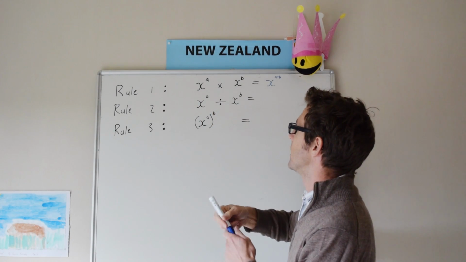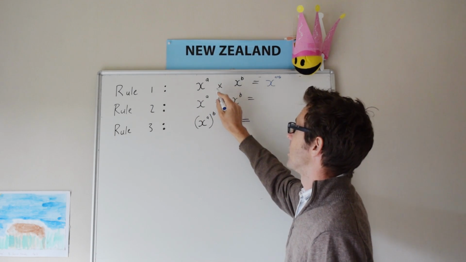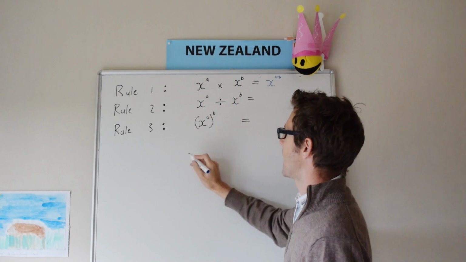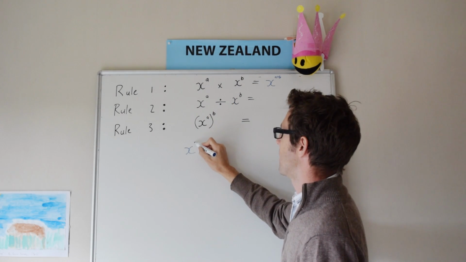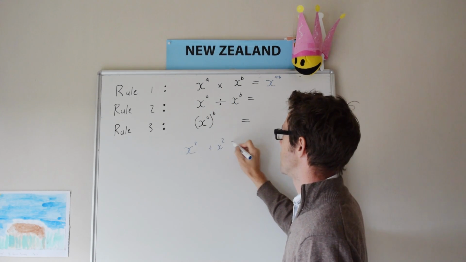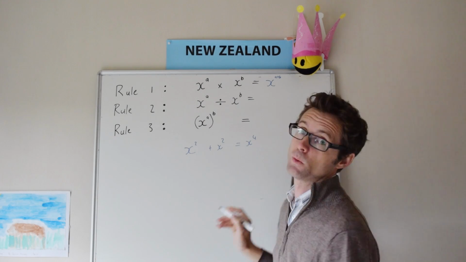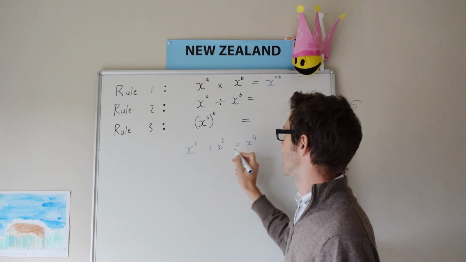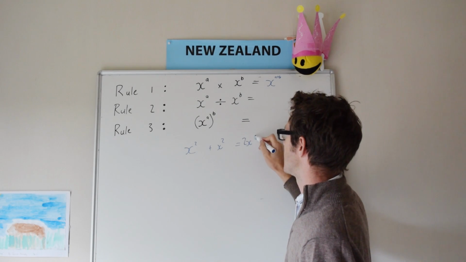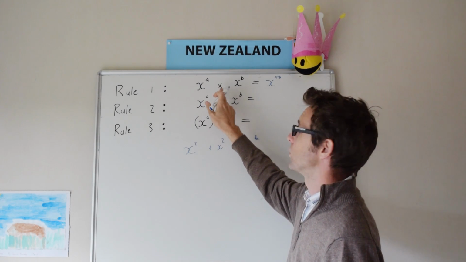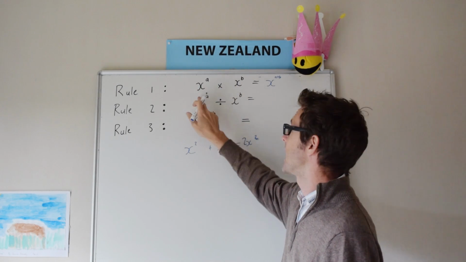Just make sure that you're thinking about multiplication here. Sometimes when people have things like x to the power of 2 plus x to the power of 2, they go, oh, that must be x to the power of 4, but of course it's not. It would simply be 2x to the power of 2. So this rule is for when you're multiplying powers with the same base.